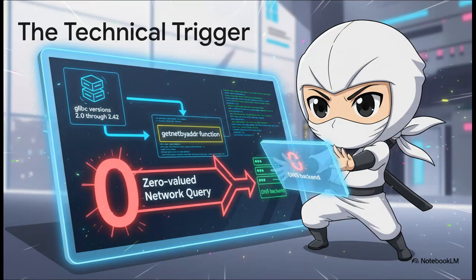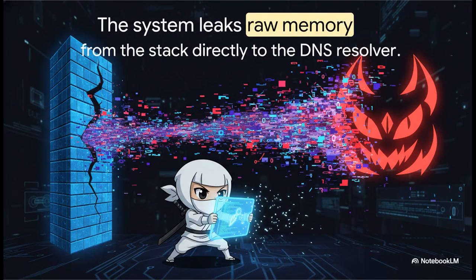So how exactly is this ghost summoned? It's not simple. It requires a very specific chain of events. The flaw itself lives in a function called getnetbyaddr, and it's in a massive range of glibc versions. An attacker can only trigger it if your system is configured to use DNS for certain lookups. And here's the final step, the key. They have to trick an application into sending a network query with a value of exactly 0. That's the trigger.